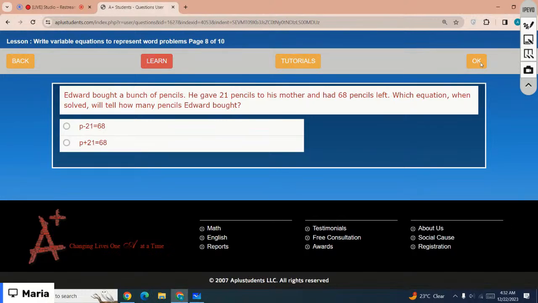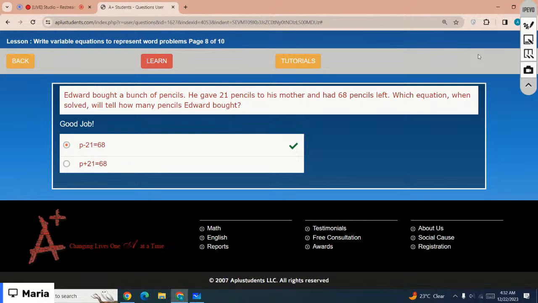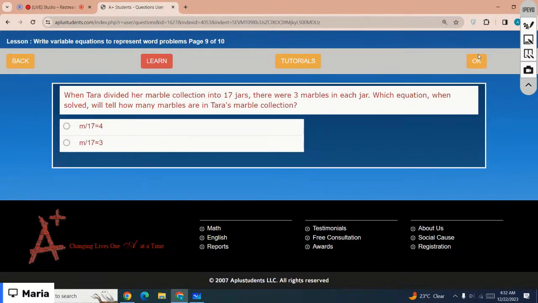Yes, the correct option is option number 1. P minus 21 equals 68. Okay, you can complete the lesson by yourself later today. Let's just move on to the next lesson.